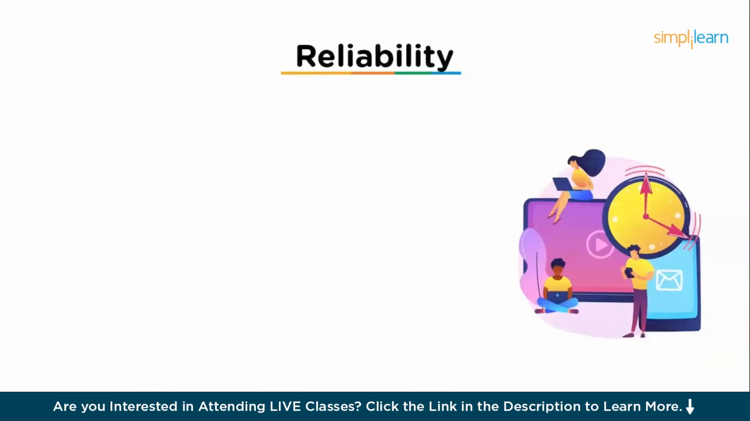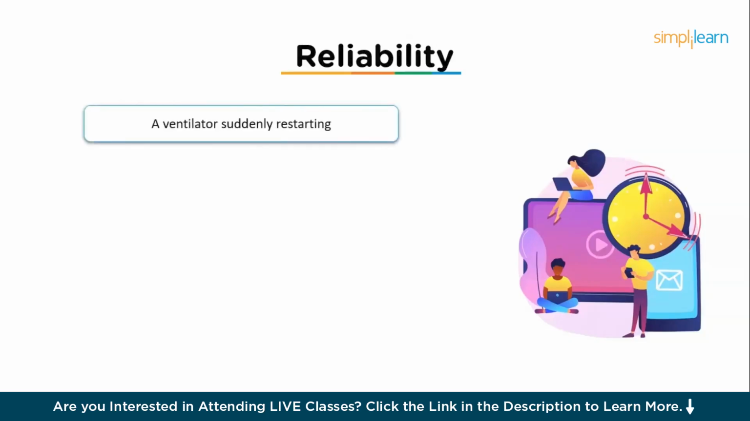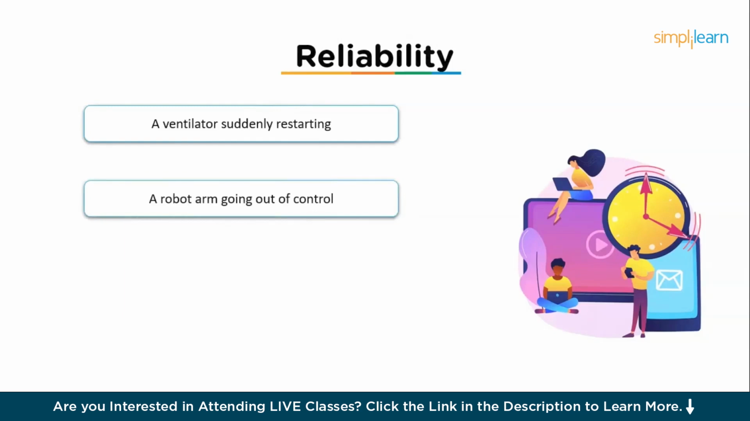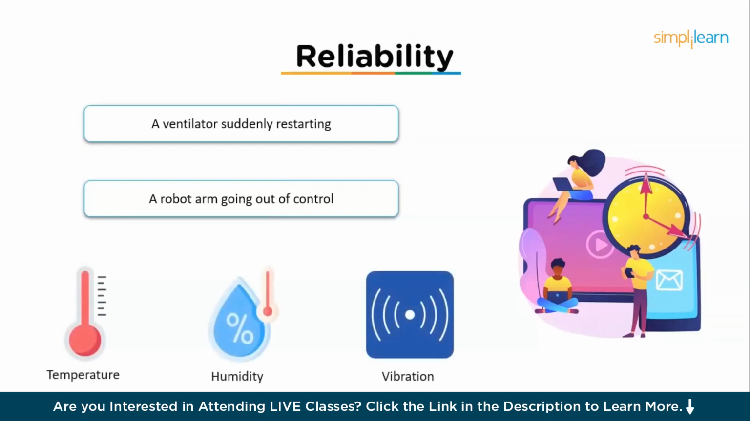Then let us understand reliability and why it matters. Embedded systems often need to run for years without crashing. You don't want your washing machine or ATM to fail randomly. In critical systems, failure can be dangerous. Imagine a ventilator suddenly restarting or a robot arm going out of control. So embedded systems must be tested under all conditions, including temperature, humidity, vibration and long operation. They must recover from errors, handle power failures and log issues for diagnostics.